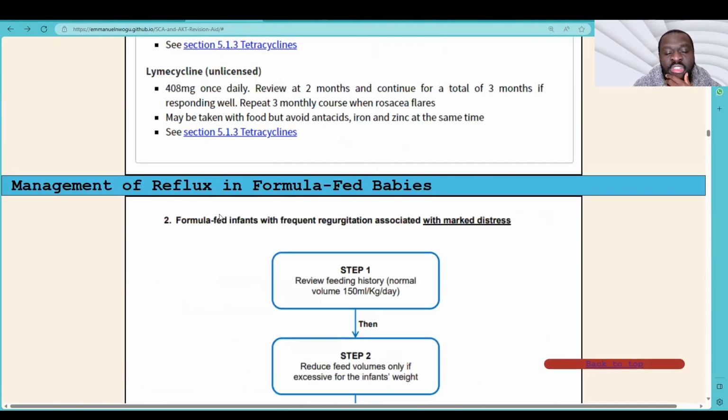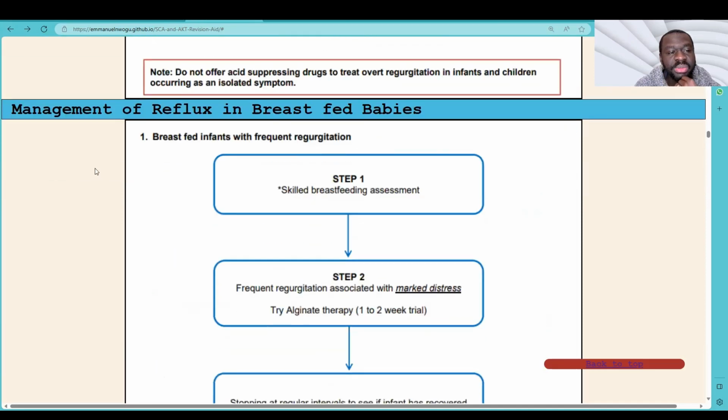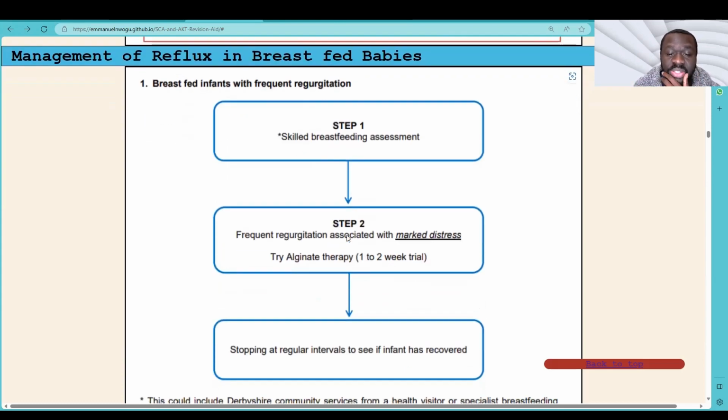This is for formula fed babies. Okay? Now, breastfed babies are less likely to have reflux issues because the baby decides when they feed. When they are full, they stop suckling. So far less likely to have issues with regurgitation. But if a breastfed infant is having frequent regurgitation, first thing is a skilled breastfeeding assessment. You want to make sure the mom is not force feeding the baby, because some moms could force breastfeed the baby as well. The baby is satisfied now, and she sticks the nipple into the baby's mouth and starts squeezing the breast and things like that.